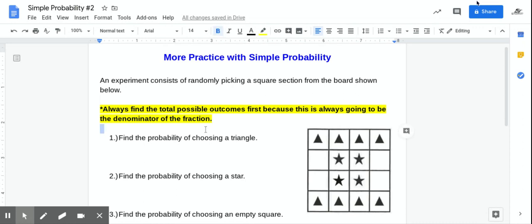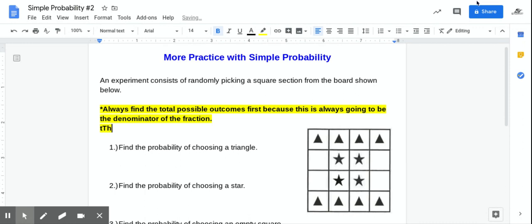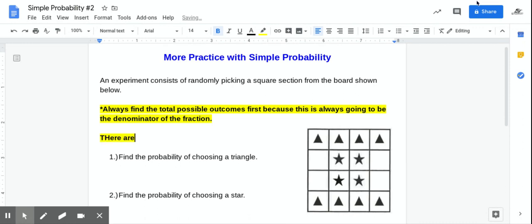Okay, guys, so I'm actually just going to write that up here. There are 16 possible outcomes. So that tells me the denominator of my fractions are all going to be 16. Okay, guys, so always do that first. Determine your total possible outcomes by counting up all the possibilities that you have.